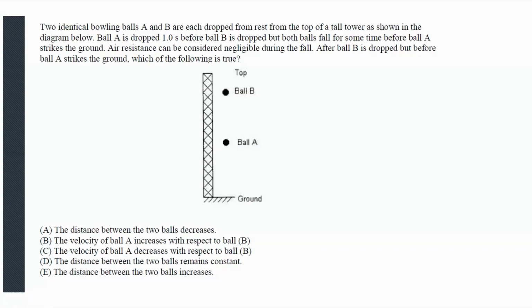Two identical bowling balls, A and B, are each dropped from the top of a tall tower shown in the outline below. Ball A is dropped 1 second before ball B is dropped. They both fall for some time before ball A strikes the ground. Air resistance can be considered negligible. During the fall, after ball B is dropped but before ball A strikes the ground, which of the following is true?